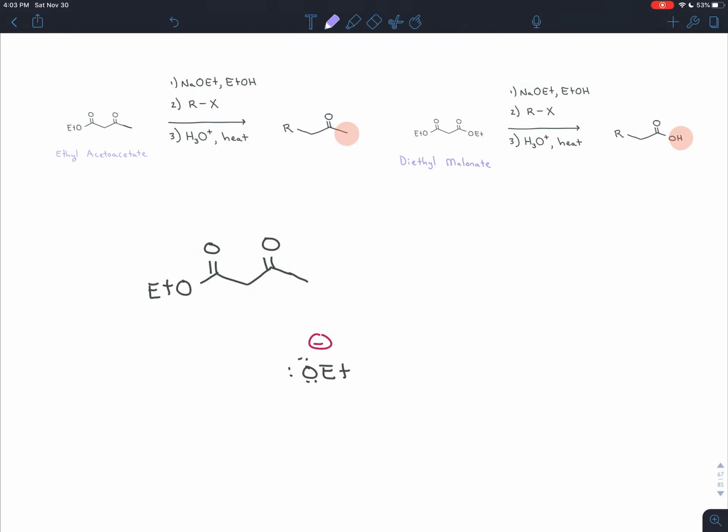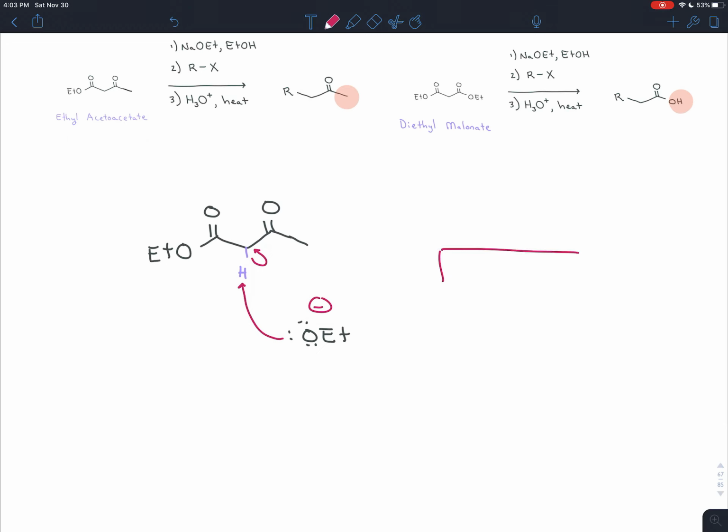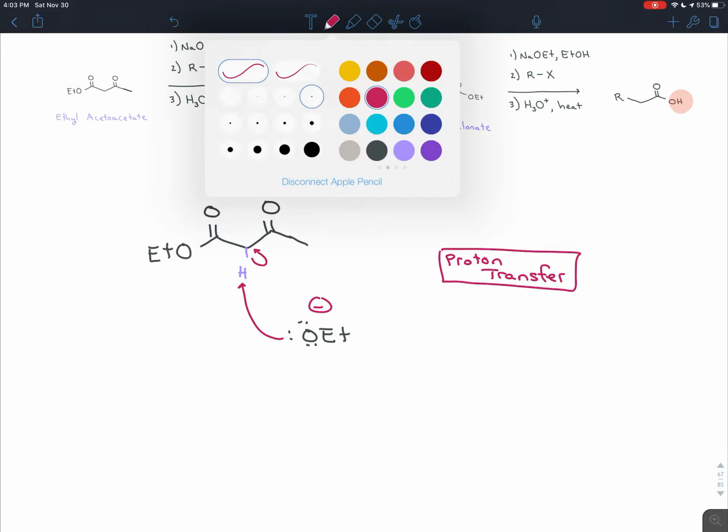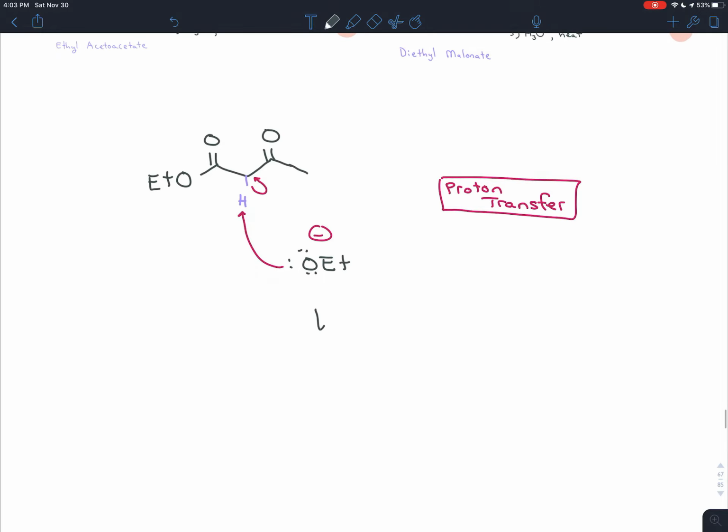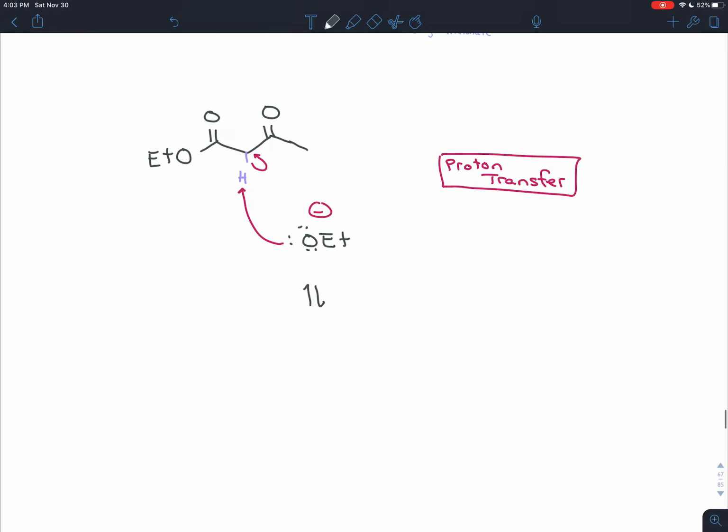There's another thing it can do, though, and this is what we want it to do. It can steal the acidic alpha hydrogen. So if it does a proton transfer, and the electrons that were holding that hydrogen on snap back onto the alpha carbon, then we create a carbon nucleophile on our ethyl acetoacetate molecule.